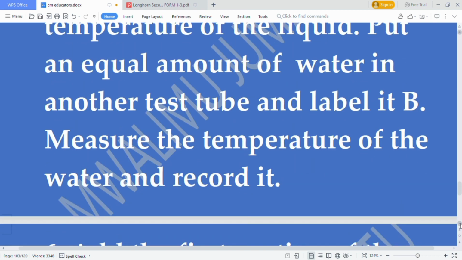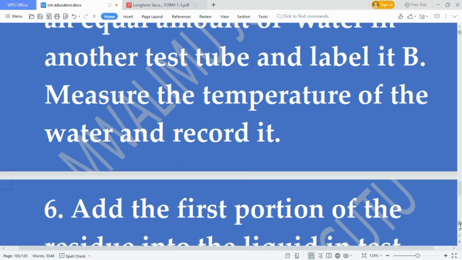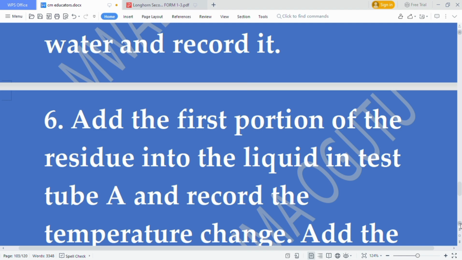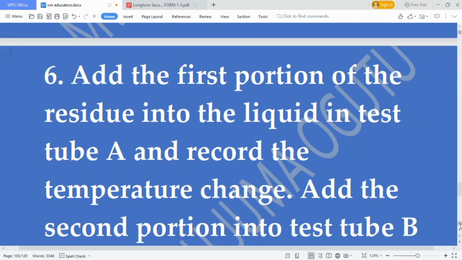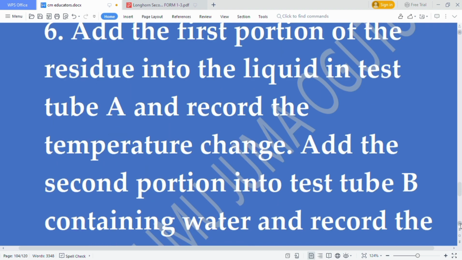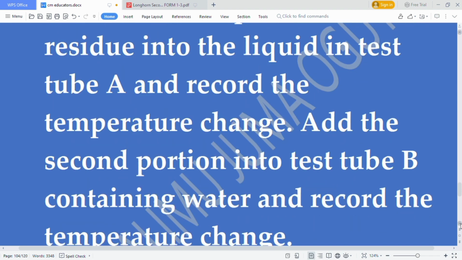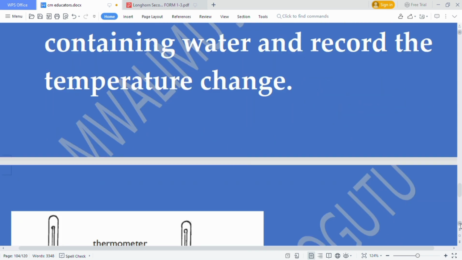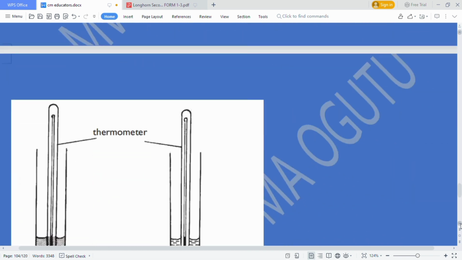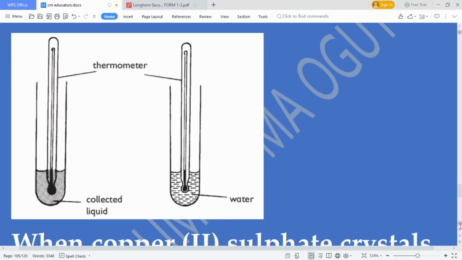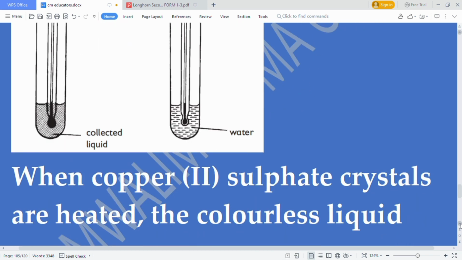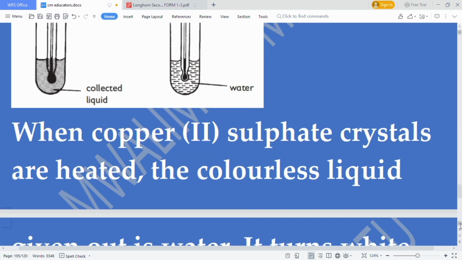We add the first portion of the residue into the liquid in test tube A and record the temperature changes, and then we add the second portion into test tube B containing the water, and also record the temperature change. So remember that we now have two test tubes, that of the collected liquid and another of the water. When copper 2 sulfate crystals are heated, the colorless liquid given out is water.